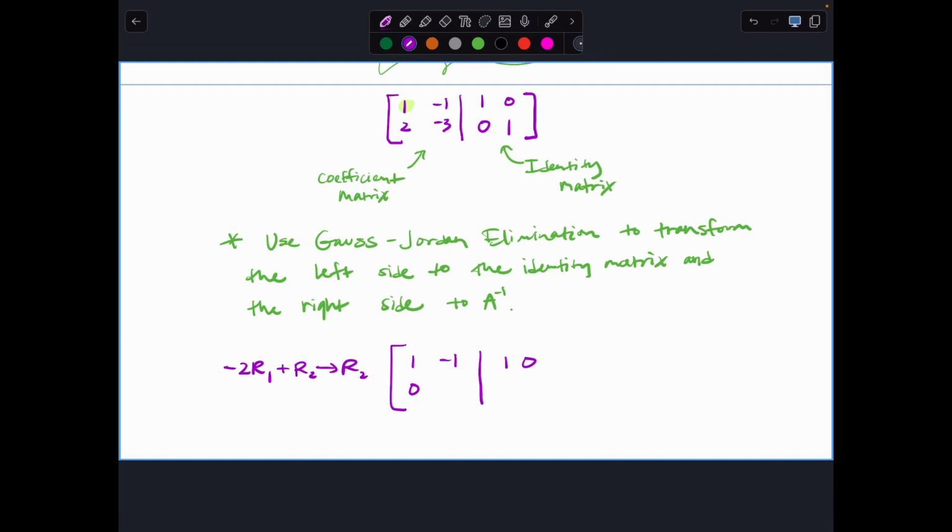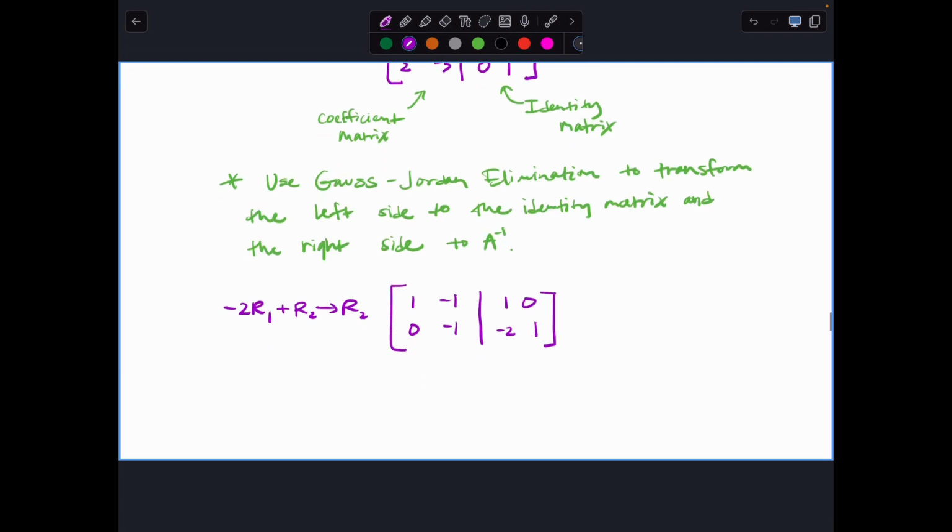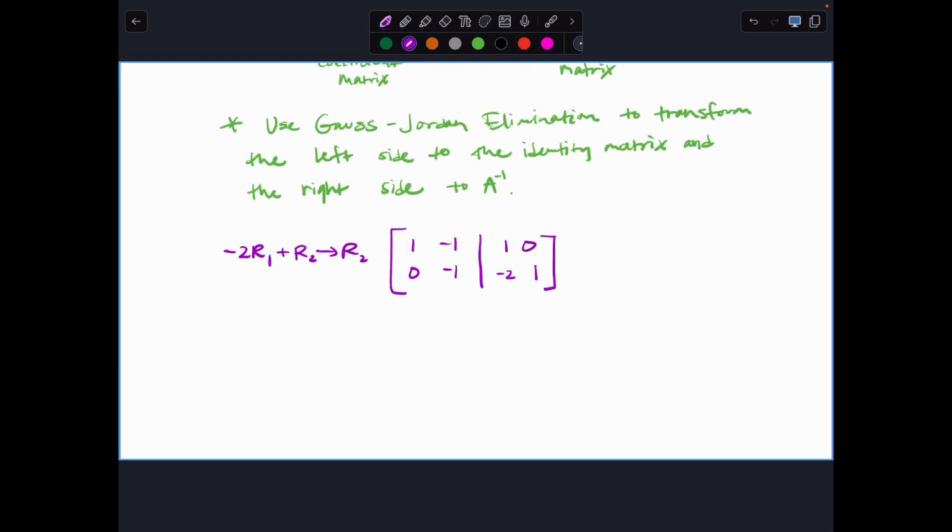So is that 2? And that ends up being -1. And then -2, so plus 0 is -2, 0 will be 1. Okay, so we're almost there. Let's multiply row 2 by -1 and replace row 2. We're in row echelon form after we do that, but we want to go all the way to reduced row echelon form.